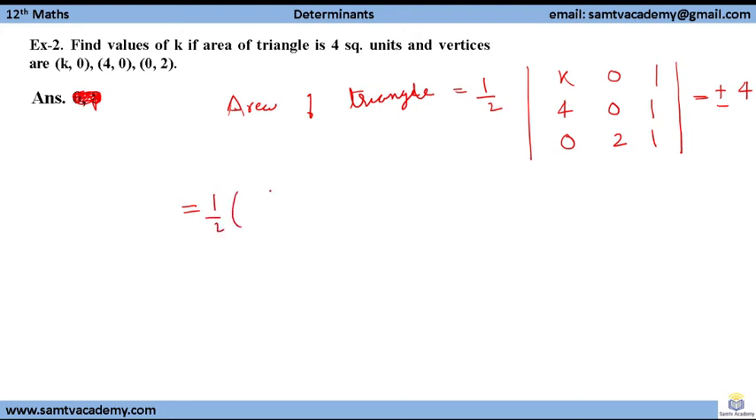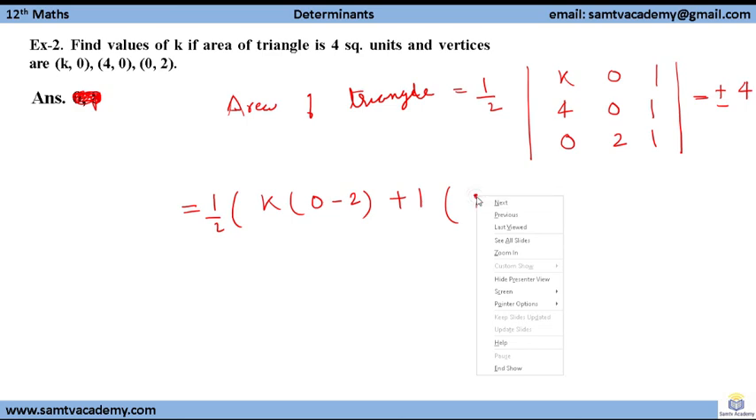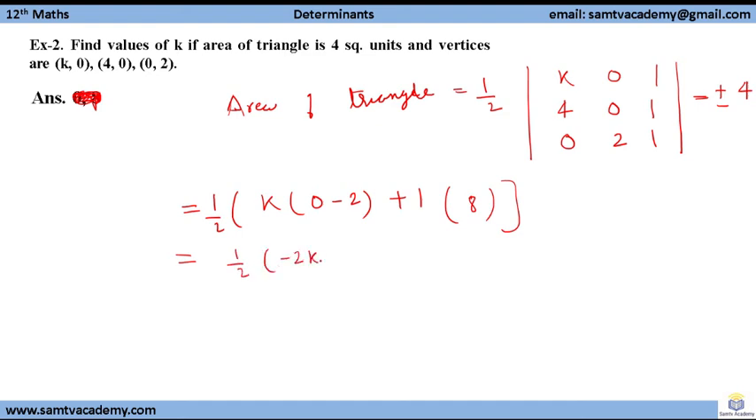1 by 2, what will come: we will take here k times (0 minus 2), and this is 0, so no need to take this one. We can write directly 1. This will go, this will go, then 8 will come. Now we will expand this. So what we will get: 1 by 2 times (minus 2k plus 8) is equal to plus minus 4.